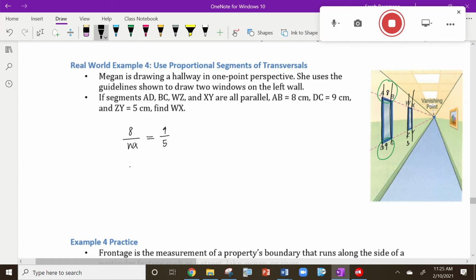Now, hopefully you guys are really used to this by now, solving these ratios. We cross multiply and divide. 8 times 5 gives me 40, and then 40 divided by 9. I'll have to round, it's not perfect, but I get 4.4.